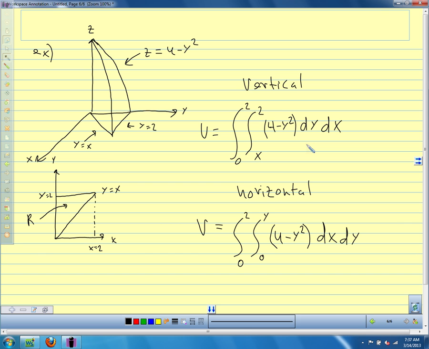All right, any questions on setting these up? Not really much different than what we did before. We're just adding a function in there. All right, I have a couple questions for you now.